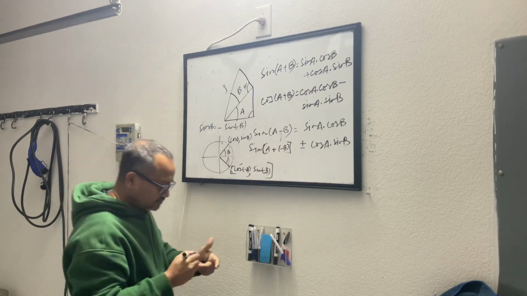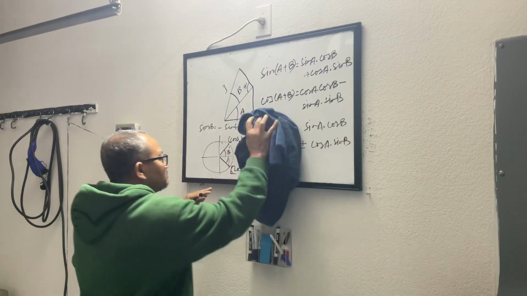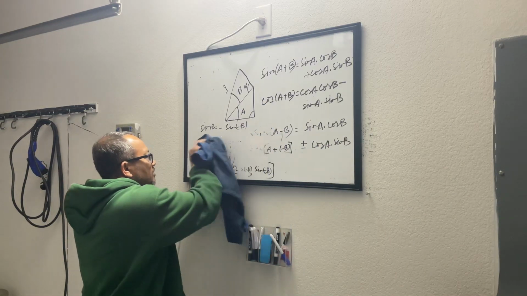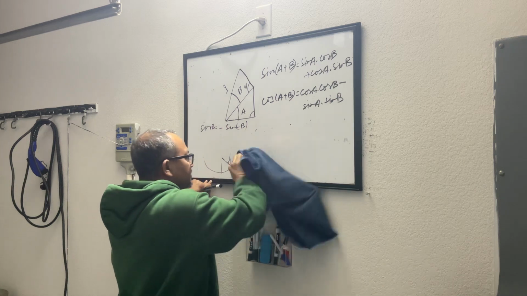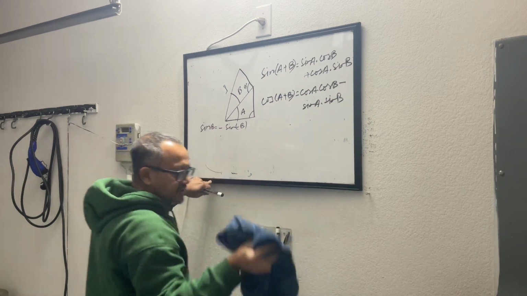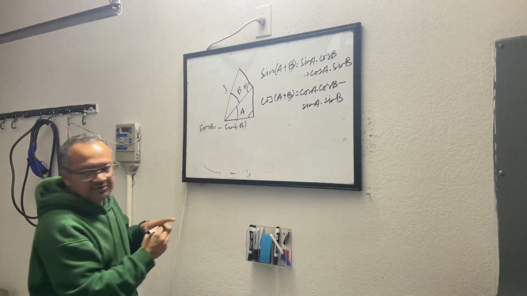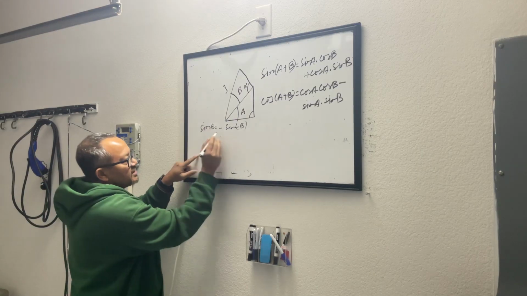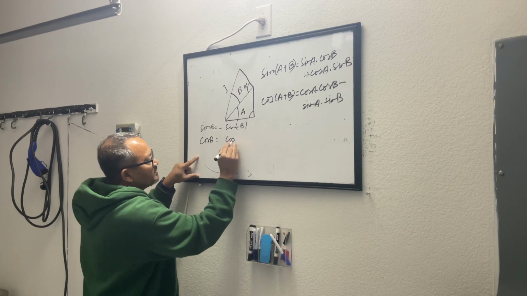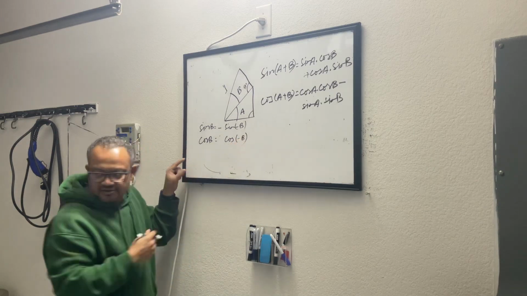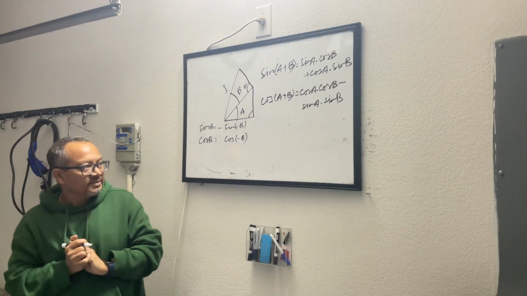Now here, based on whatever I was doing, what you see is, if you relate this concept to the unit circle concept, sine of minus B is the negative of sine of B, and cos of B and cos of minus B are no different from each other. They are the same.